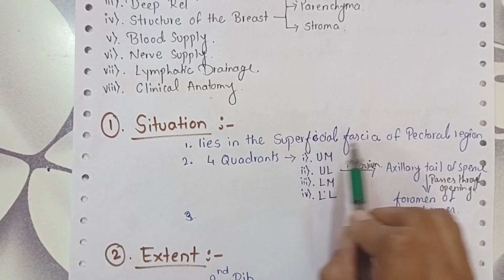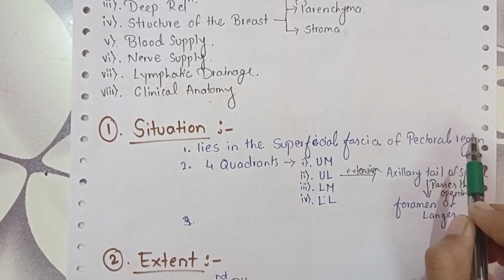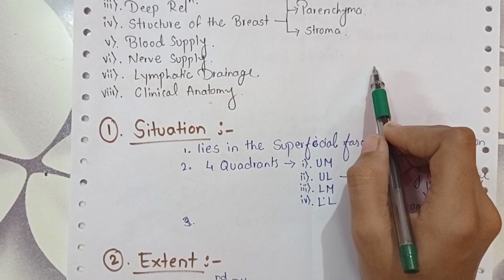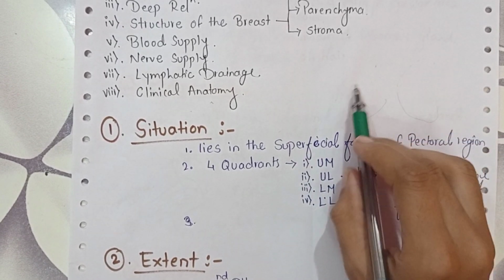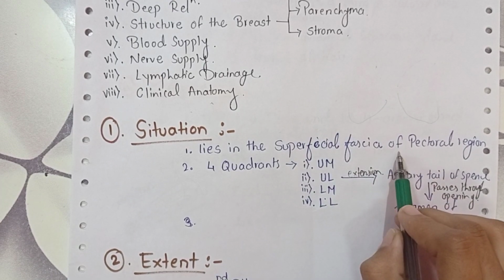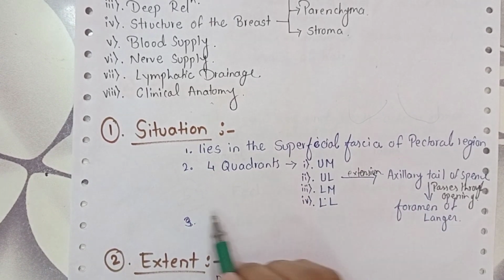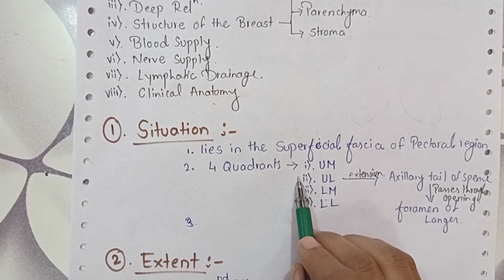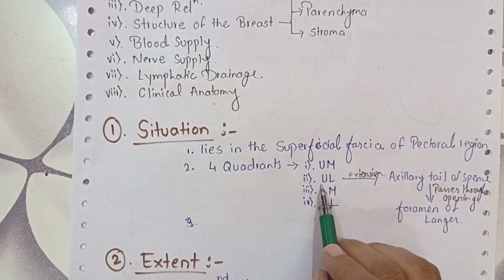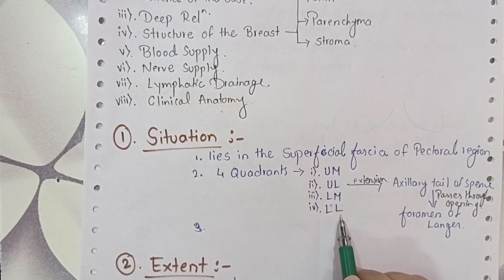Here, first of all, we have to write the situation, where it says that the breast lies in the superficial fascia of the pectoral region. The pectoral region almost covers the anterior part, that is the chest area. The breast is divided into 4 quadrants. They are named upper medial, upper lateral, lower medial and lower lateral.